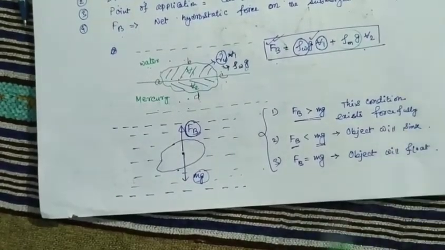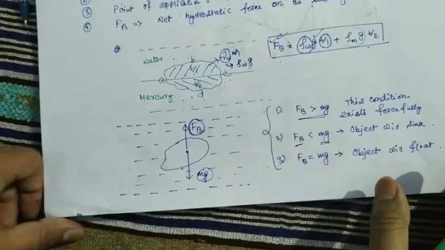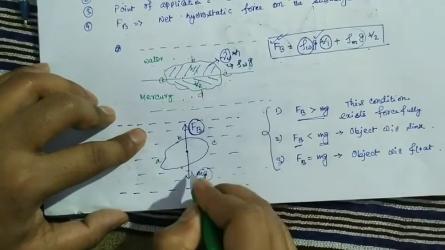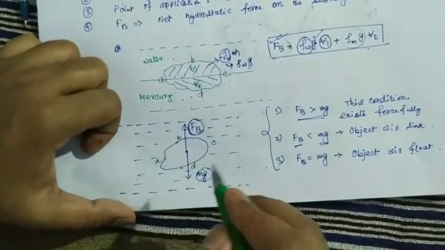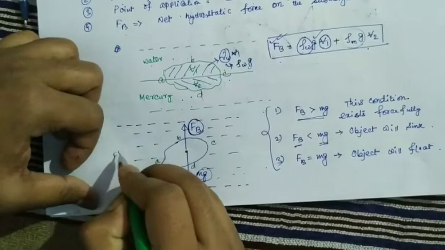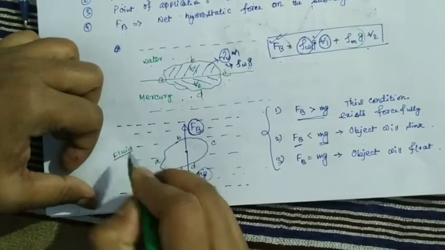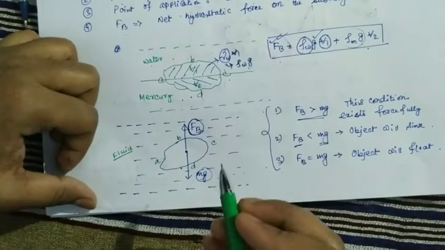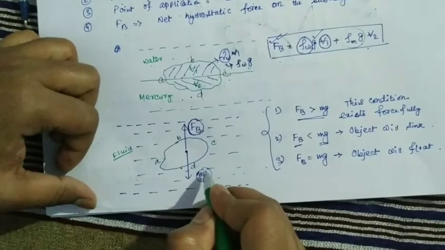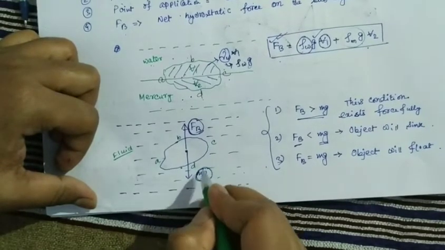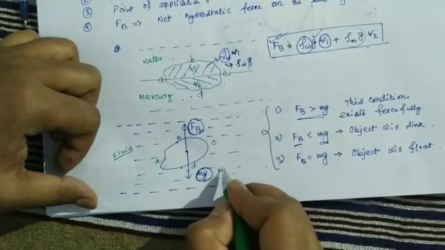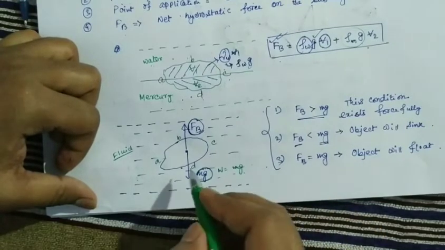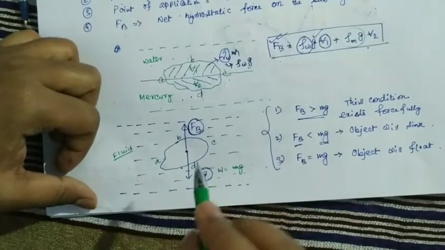Now look at a very interesting condition. Suppose a body ABCD is submerged in a fluid. There exist three conditions. The weight of the body will act vertically downward. What will be the weight? Weight is equal to mg. The weight of the body will definitely act vertically downward, and the buoyancy force will act upward.